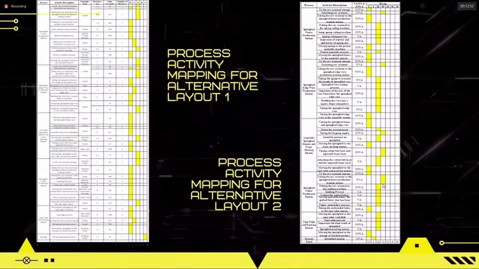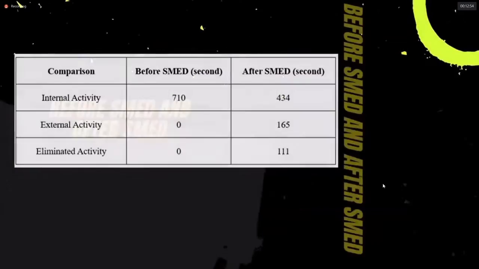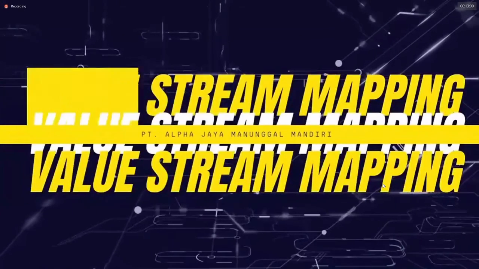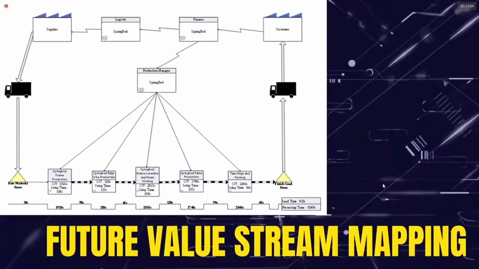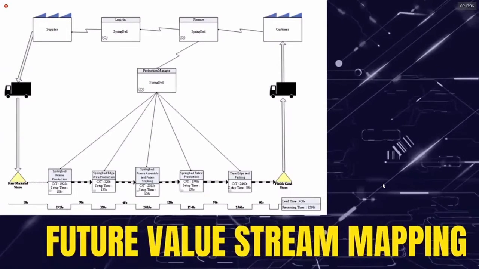And as you can see here, this is the new process activity mapping that will be done to identify the newly chosen layout. And we've done SMED implementation, before and after. And also there is value stream mapping here, the current value stream mapping and future value stream mapping on the spring bed production line.